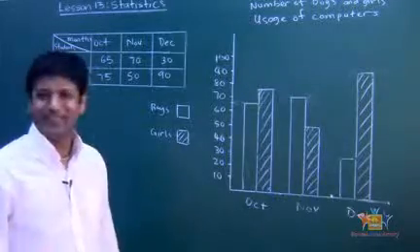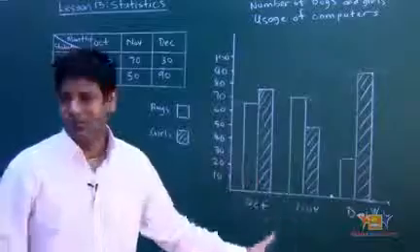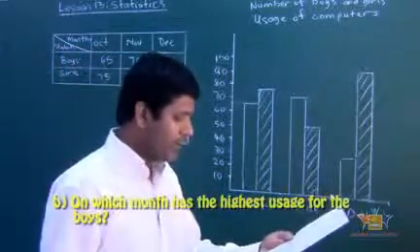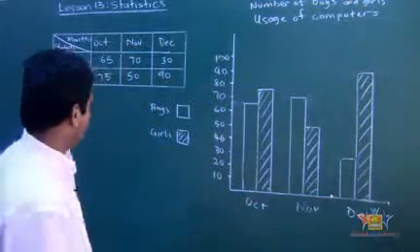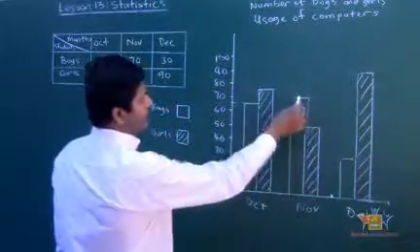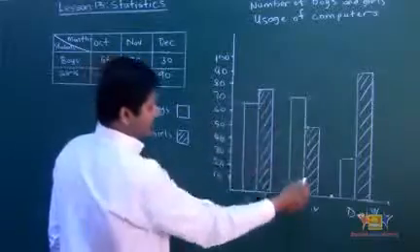See that? Pretty easy, isn't it? Very straightforward. Now, looking from the bar chart, we should be able to answer B. B says, on which month has the highest usage for the boys? Which month for boys? And we know the boys are this one. So which month is the highest? The one with the longest bar, which is November.